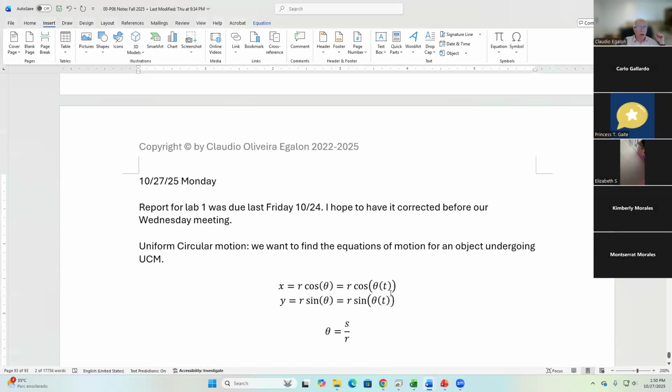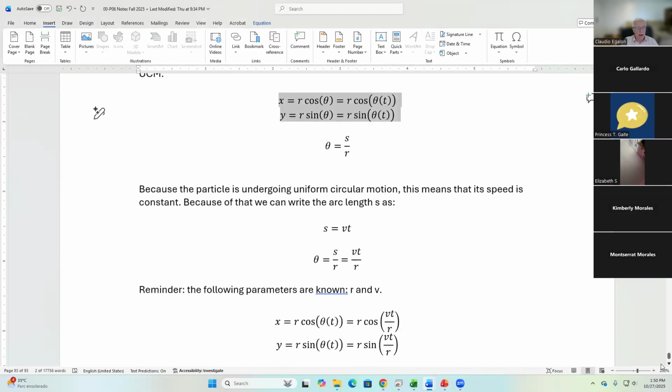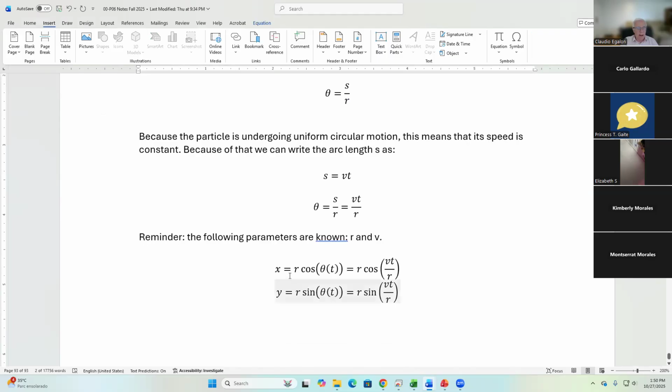And again, what are we trying to find? We're trying to find the equations of motion. We still need 4 more equations of motion, 2 for the velocity and 2 for the acceleration. Okay, we need 4 more equations of motion.